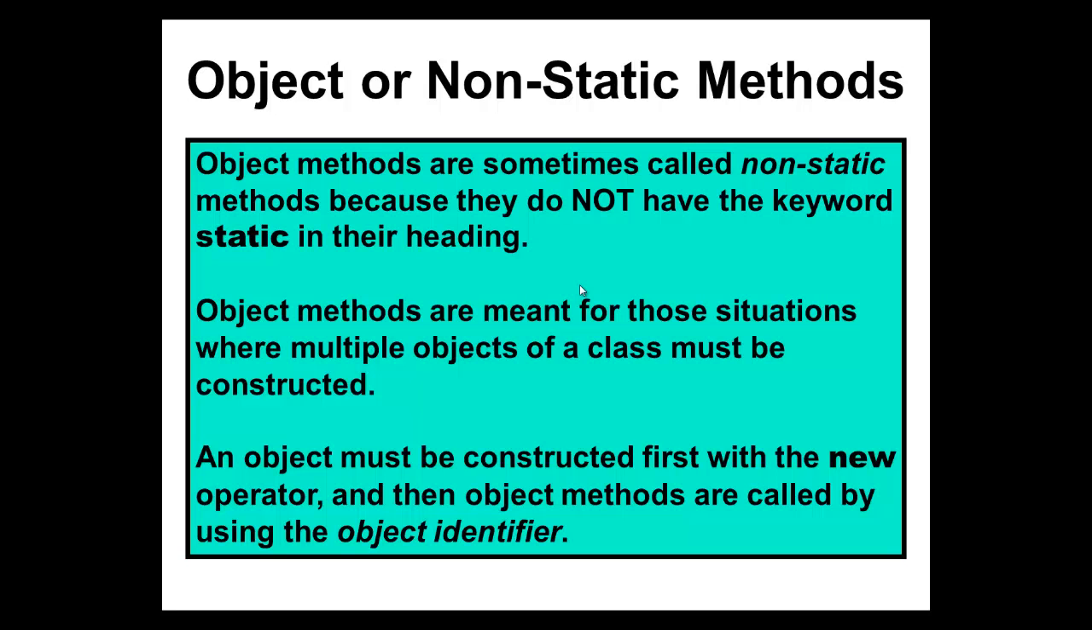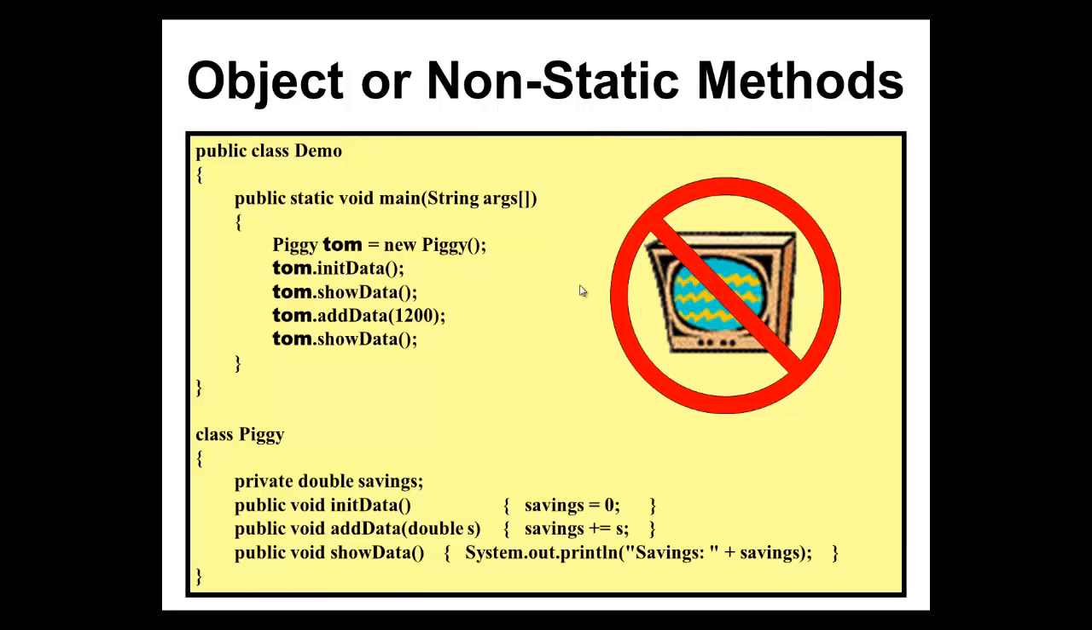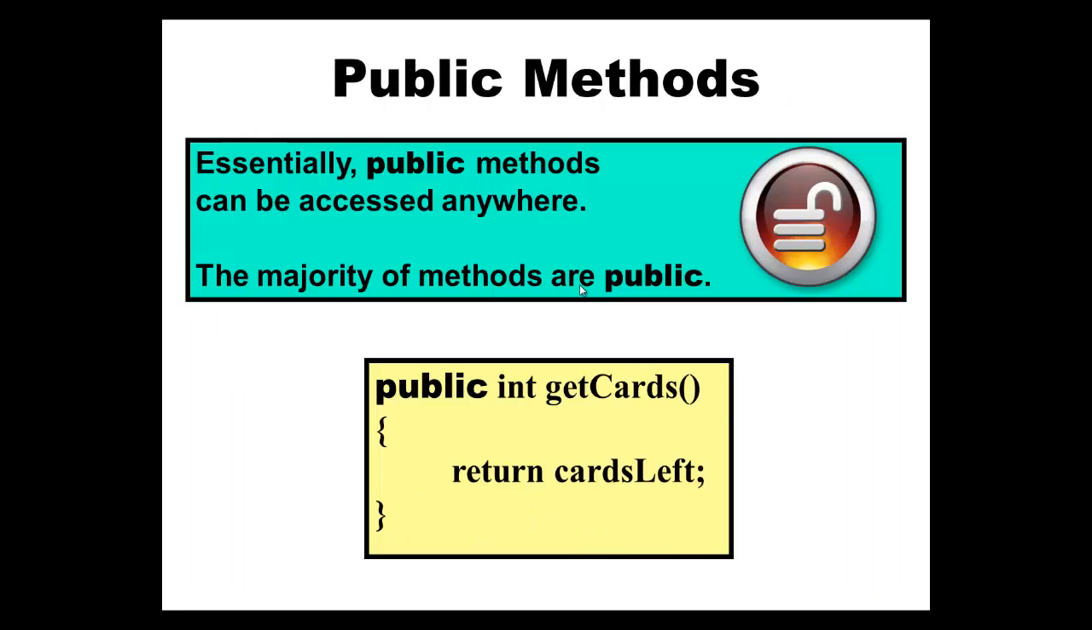An object must be constructed first with the new operator, and then the object methods are called by using the object identifier. So an example of that, if we look at this public class demo, well, here we've got Piggy Tom equals new Piggy, and Tom.init data, Tom.show data, Tom.add data, and Tom.show data again. If we look at class Piggy, we've got private double savings, public void init data, void add data, and void show data. These aren't static methods, which means I could create multiple instances of the Piggy class. This one again is called Tom. Now what this does lack is multiple constructors, so it would be a little different to give them different data, but they'd at least have different names.